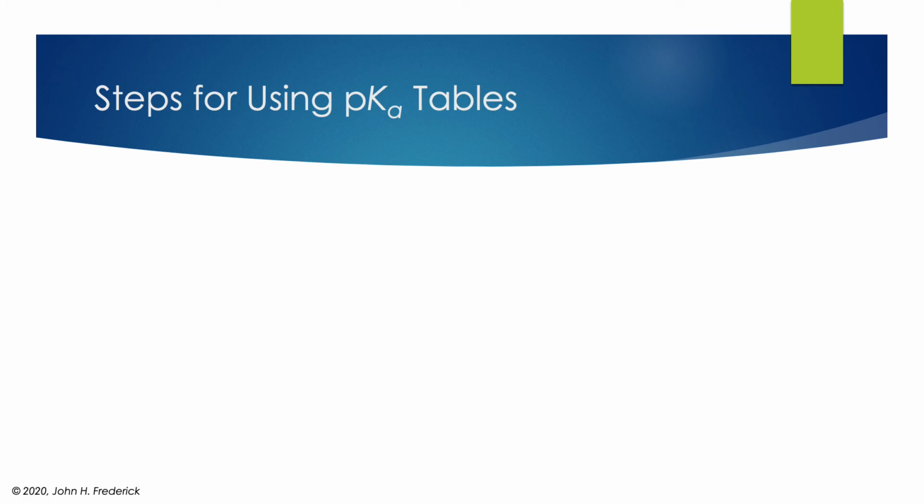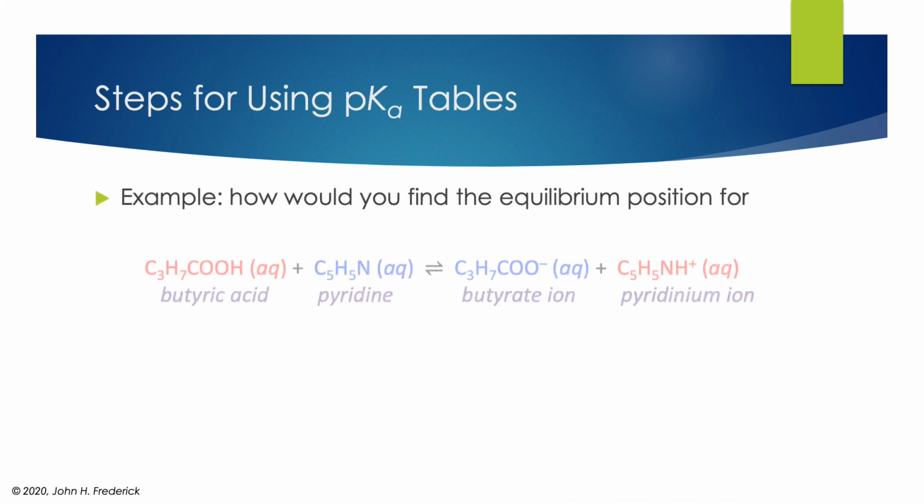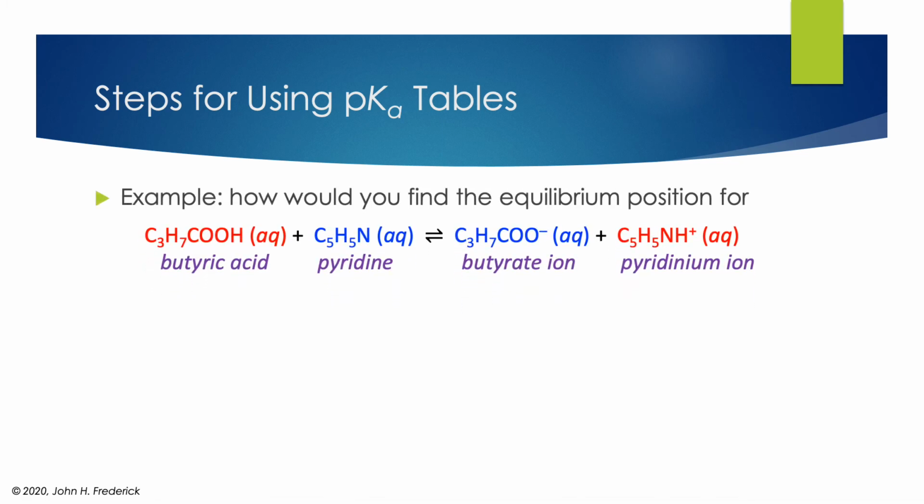So how would this look if you were given a problem? Let's suppose you were told to find the equilibrium position for butyric acid and pyridine, a proton moving from the butyric acid to the pyridine to make a pyridinium ion and butyrate ion. Well, I can tell you right off, I'm not even going to look at a pKa table. I'm going to tell you butyric acid is an acid and pyridine is a base. So probably the proton's going to move from the butyric acid to the pyridine and favor the right-hand side. But I'm going to let you look that up on your own in a table.